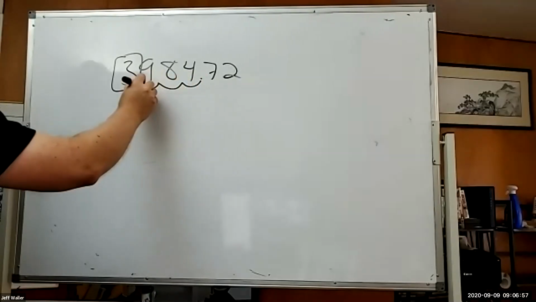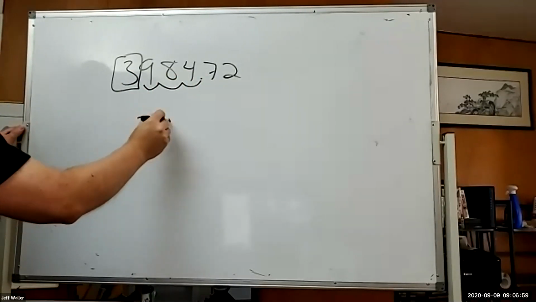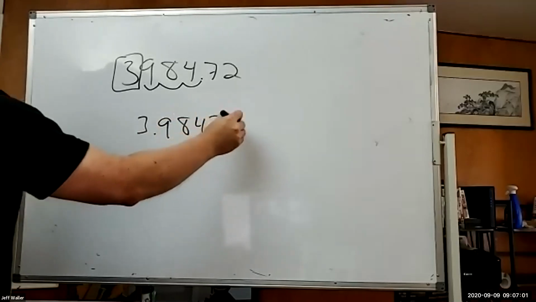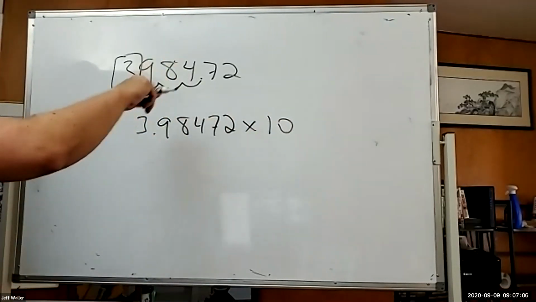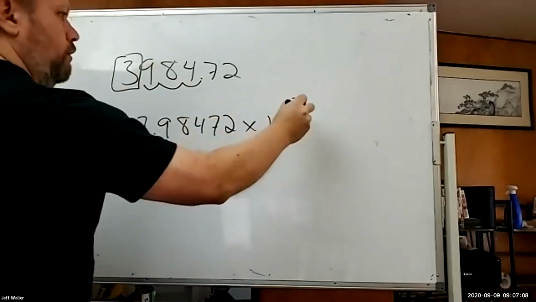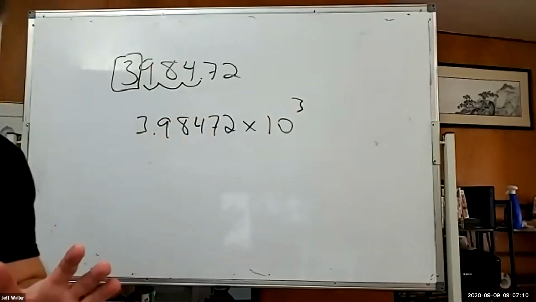1, 2, 3. So this is 3.98472 times 10 to the third. Why is it 3? Because we moved the decimal 3 times.